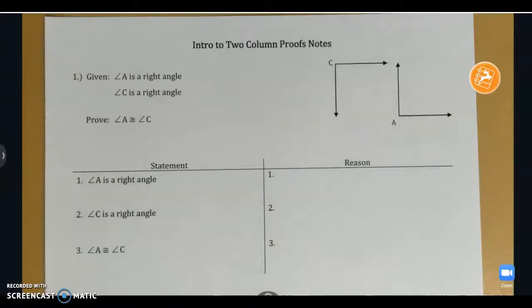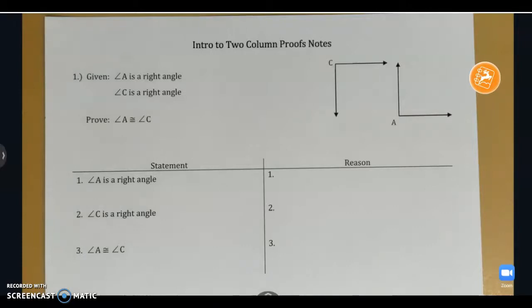We are introducing today two-column proofs. It is another type of proof. It still has all the same components that our paragraph proof did. It uses our givens, assumptions that we can make, and definitions to prove what we are being asked to prove. It's just formatted a little differently.